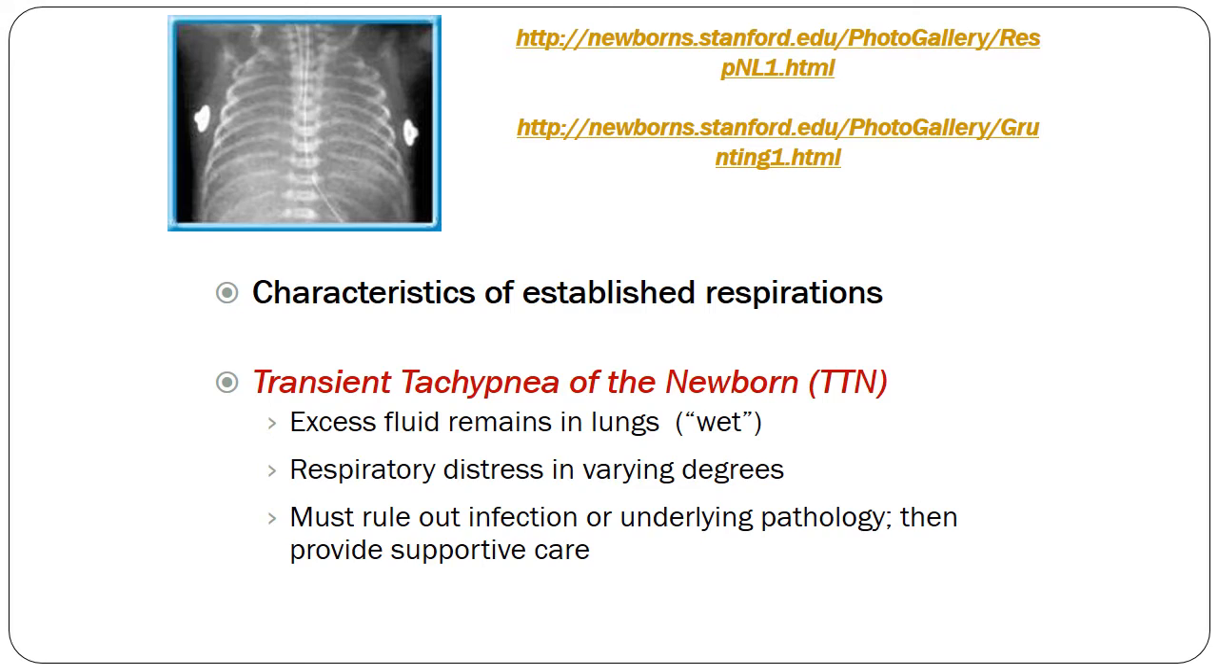Basically there's some fluid that's left in the lungs, so the lungs are a little bit wet. How much respiratory distress there is varies with how much fluid is in their lungs, but we want to make sure that they don't have an underlying infection or any kind of pathology that's causing it. It's more common with C-section babies. If you can imagine, C-section babies don't get that squeeze down the birth canal that vaginal delivery babies do. That good squeeze helps empty the lungs of fluid.